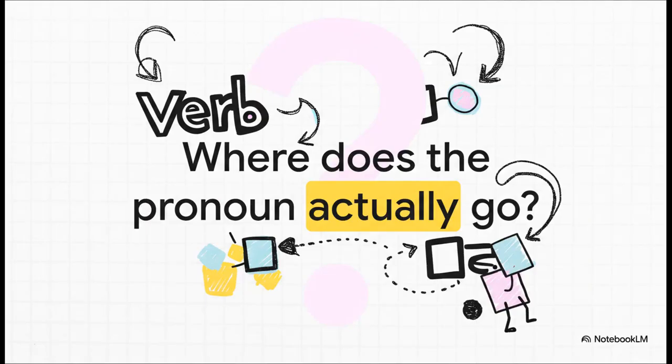I mean, this is the million-dollar question, isn't it? It feels like these little pronouns just have a mind of their own. Sometimes they pop up before the verb, other times they're literally attached to the end. It's one of those things that can make your sentences sound, well, just a little bit off.